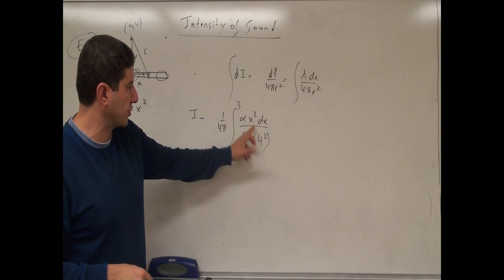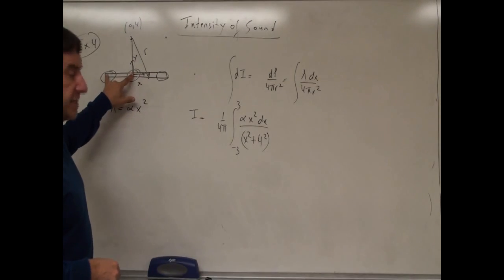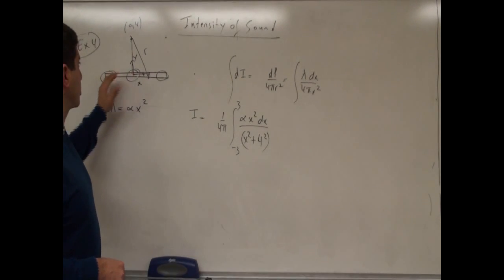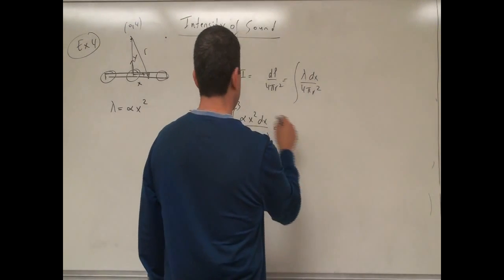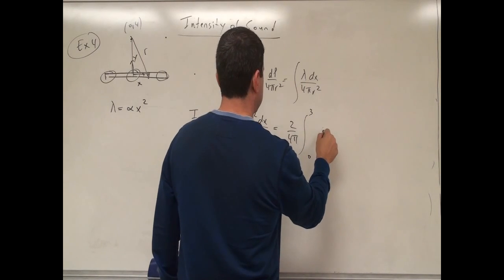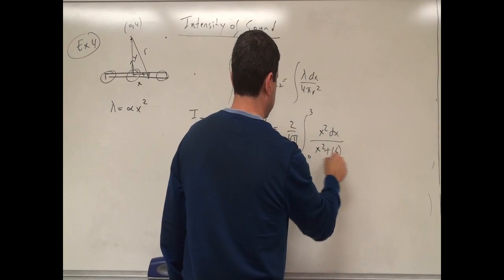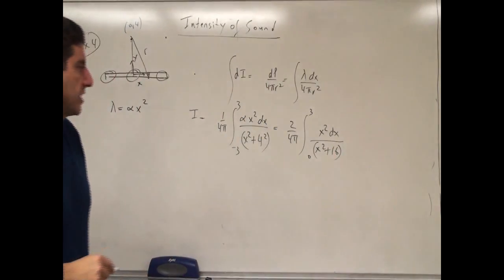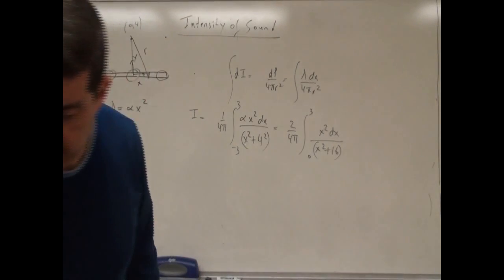because everything here is even. X squared plus 4 squared, x is even. This side of the rod is symmetrical to the left side of the rod, so we should be able to double it. So we just go from 0 to 3 and double, x squared dx over x squared plus 16. Then we calculate that.